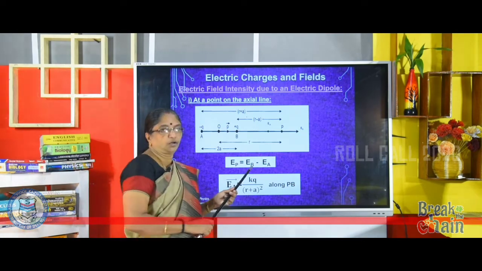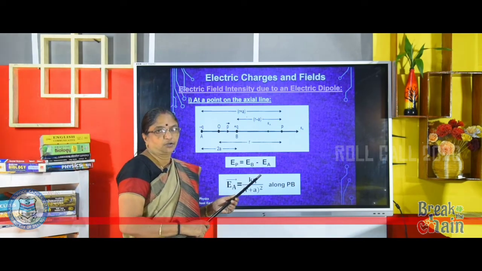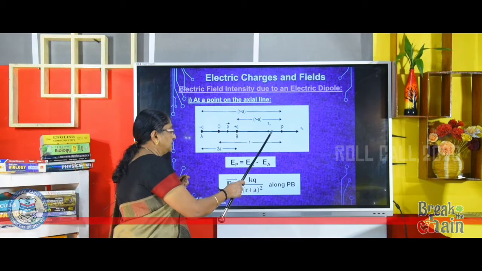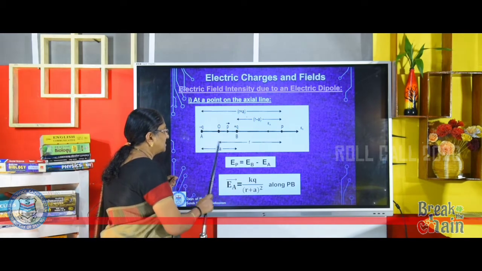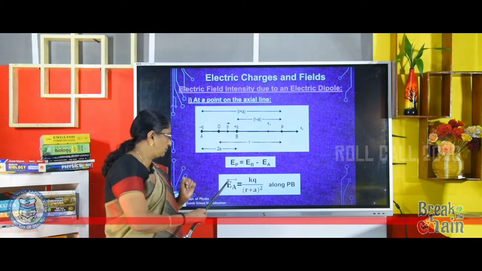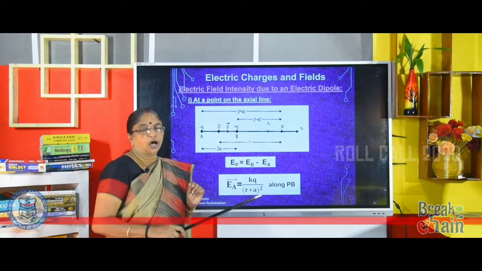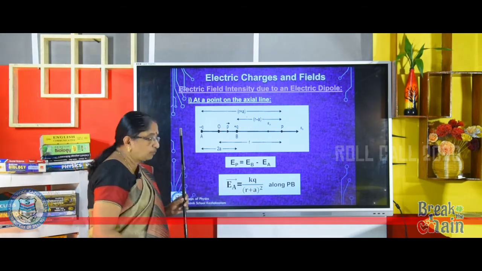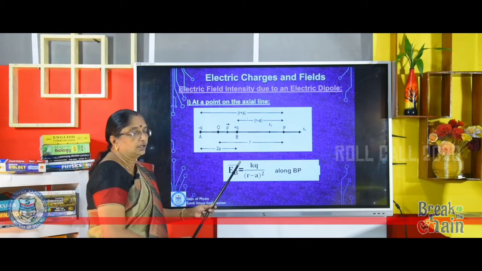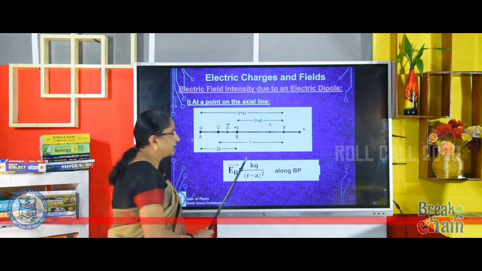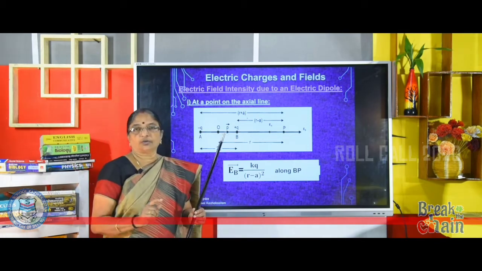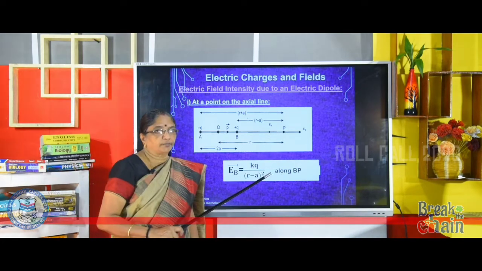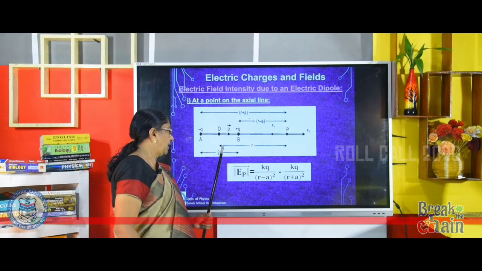Now due to a single charge, I already gave the equation kq by r square, where r is the distance from the point to the charge. See the figure, P is at a distance of r plus a from A. So what is the expression for EA? kq by r plus a the whole square, along PB, away from the charge. And what may be EB? B is at a distance of r minus a. So EB equals kq by r minus a the whole square in the direction BP, that is to the right.